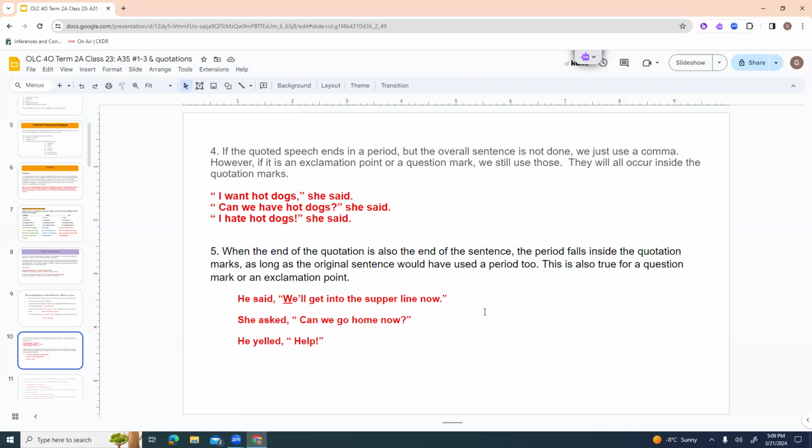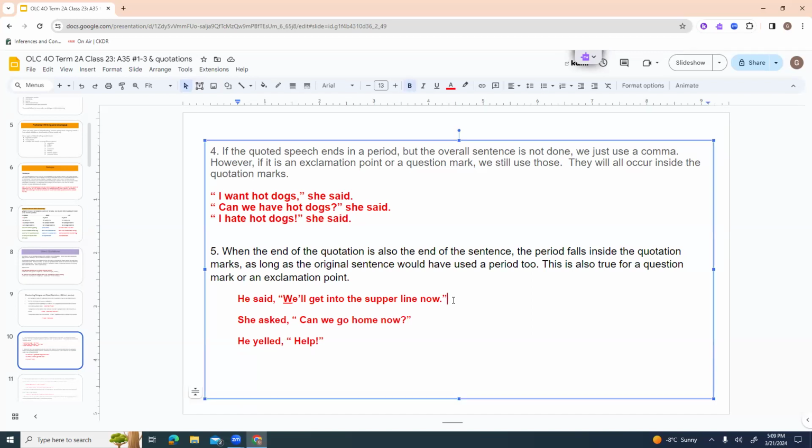When the end of the quotation is also the end of the sentence, like when it comes here at the end, the period falls inside the quotation marks. So you see there's a period and then the quotations, rather than out here, okay? We don't do that. And we don't do both. We don't need one on the inside and one on the outside. Just one will do fine. It ends up just kind of doing double duty. It ends his speech, it ends the entire sentence, okay?